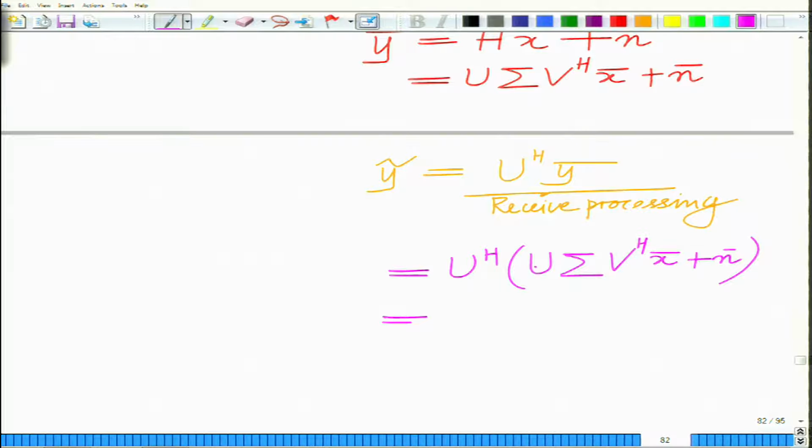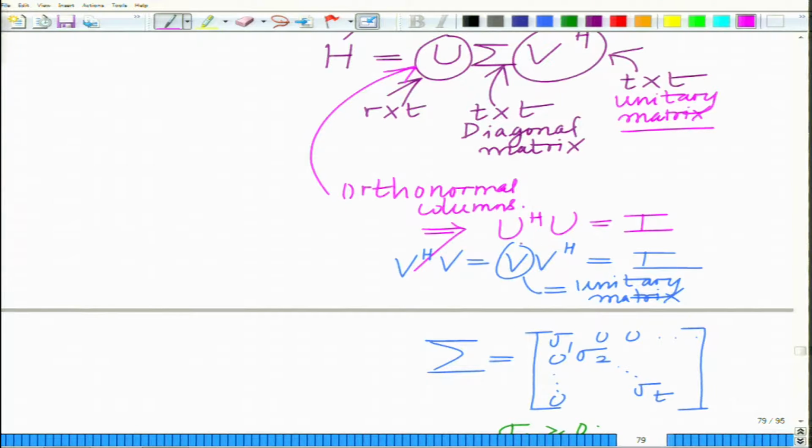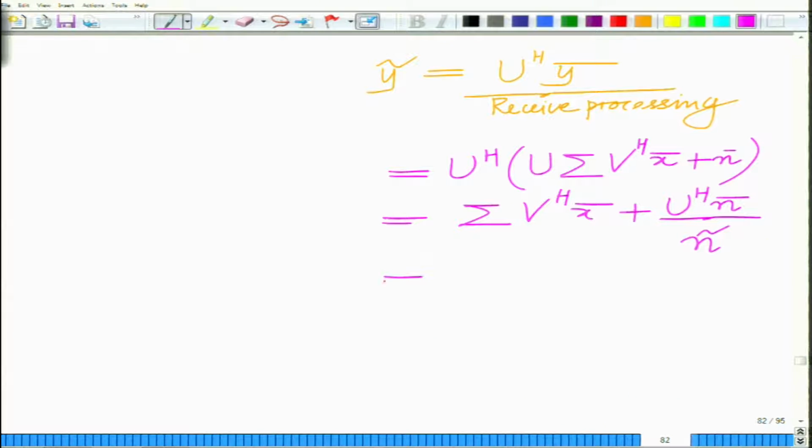Now, if you look at this, you have U Hermitian U, which is identity. So, what remains is Sigma V Hermitian x bar plus U Hermitian n bar, which we will call n tilde. Remember, U has orthonormal columns, so it satisfies the property U Hermitian U is identity. So, employing that, we have y tilde equals Sigma V Hermitian x bar plus n tilde, that is after receive processing by multiplying by U Hermitian at the receiver.